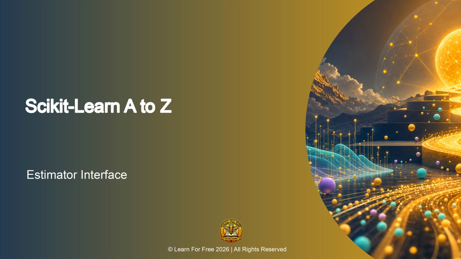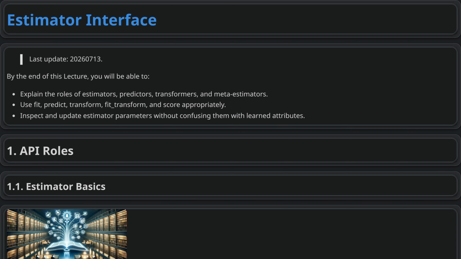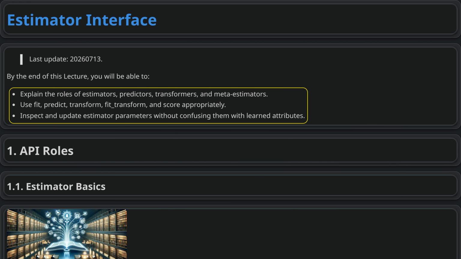Module 2, Lecture A, Estimator Interface. By the end of this lecture, you will be able to explain the roles of estimators, predictors, transformers, and meta-estimators. Use fit, predict, transform, fit transform, and score appropriately. And inspect and update estimator parameters without confusing them with learned attributes.